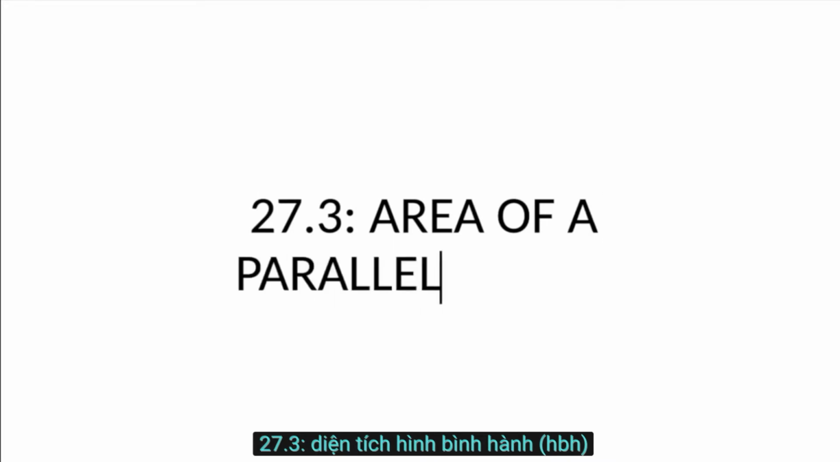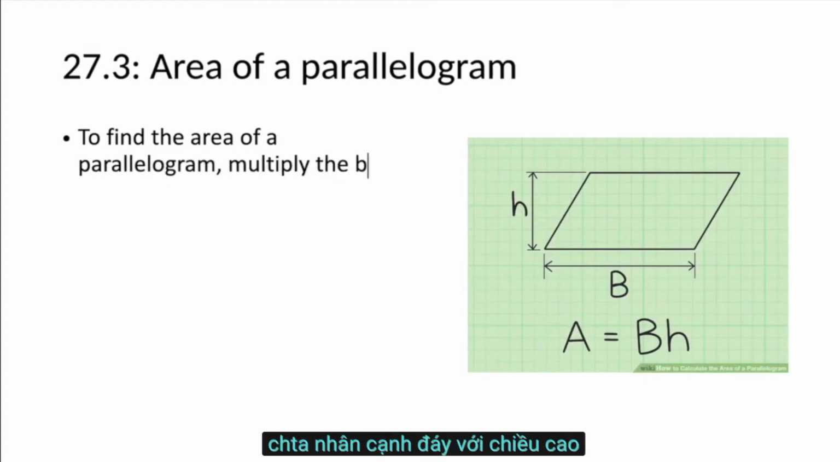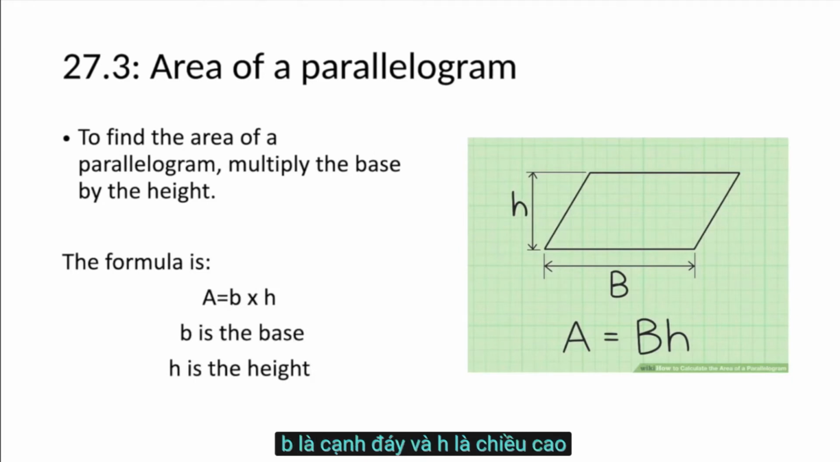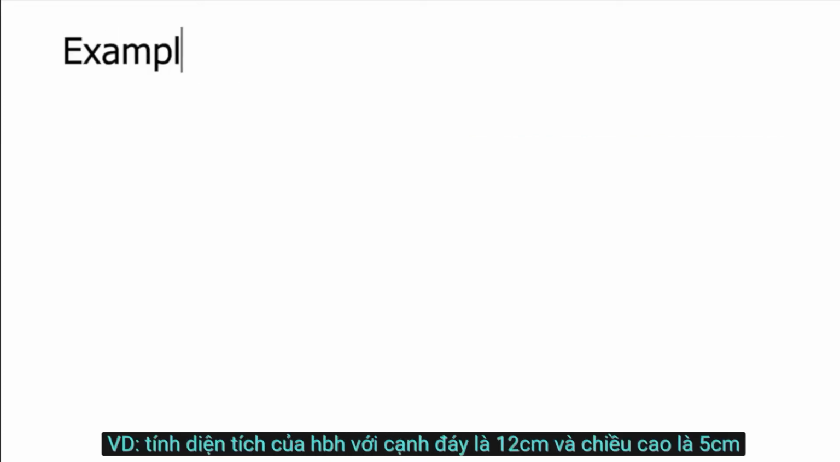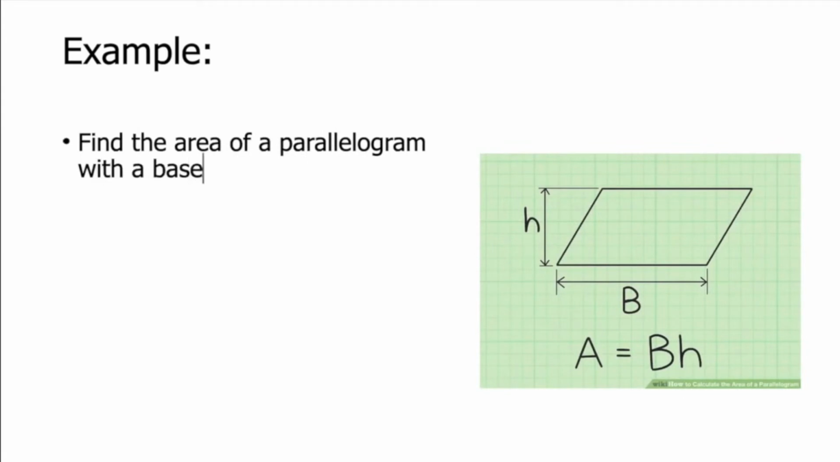27.3, area of a parallelogram. To find the area of a parallelogram, we have to multiply the base by the height. So the formula for finding the area of the parallelogram is A equal to B multiplied by H. B is the base and H is the height of the parallelogram. For example, find the area of a parallelogram with the base of 12 centimeters and the height of 5 centimeters.